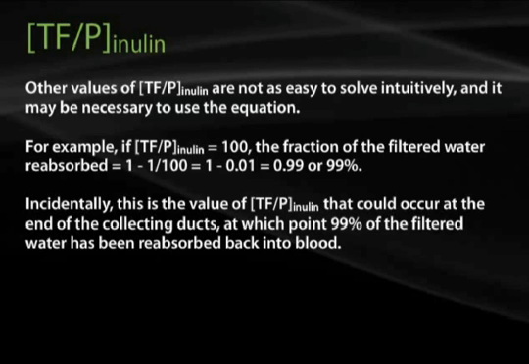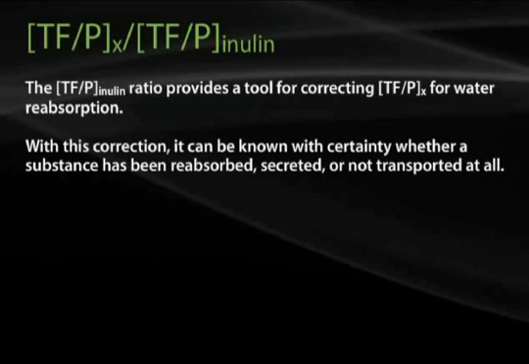Other values of the tubular fluid to plasma concentration ratio of inulin are not as easy to solve intuitively, and then the equation must be used. For example, if the tubular fluid to plasma concentration of inulin is equal to 100, the fraction of the filtered water reabsorbed is 1 minus 1 over 100, or 99%. Incidentally, this is the value that could occur at the end of the collecting ducts, at which 99% of the filtered water has been reabsorbed back into the blood.